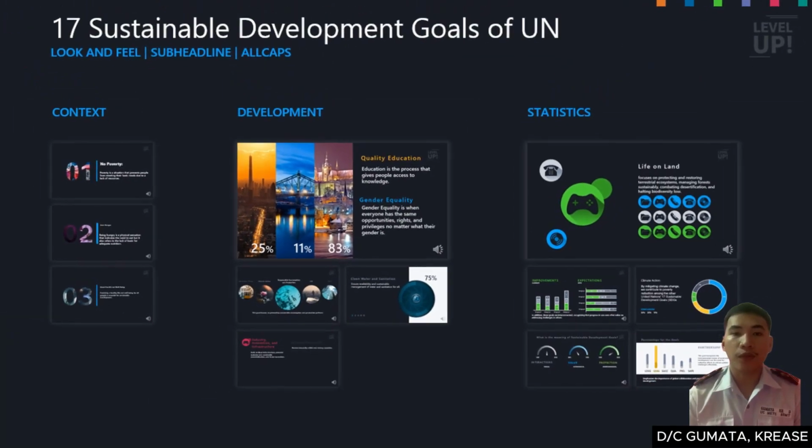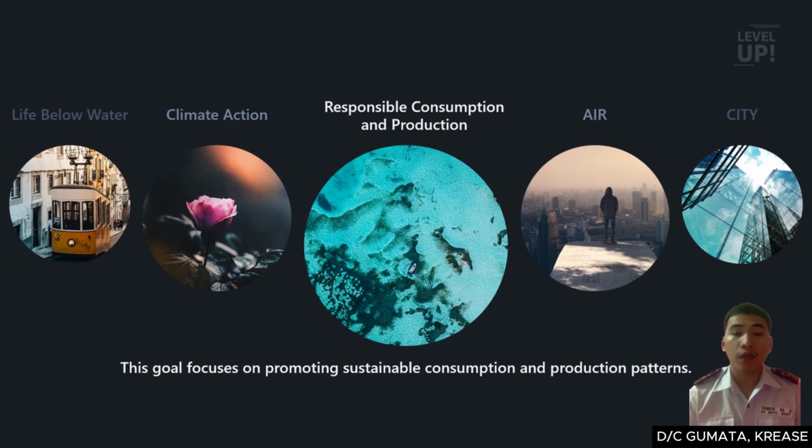Responsible consumption and production, Goal 12. This goal focuses on promoting sustainable consumption and production patterns. Achieving responsible consumption and production involves adopting practices such as recycling, minimizing waste, using resources efficiently, and embracing circular economy principles. This contributes to the overall goal of sustainable development by reducing the ecological footprint associated with the production and consumption of goods and services.